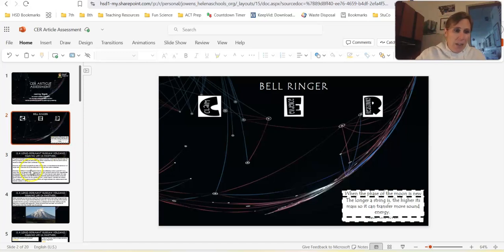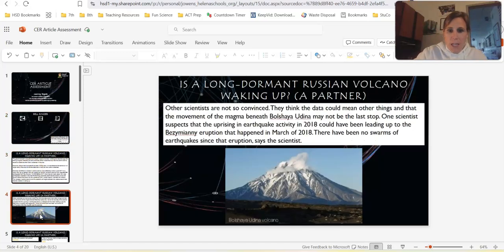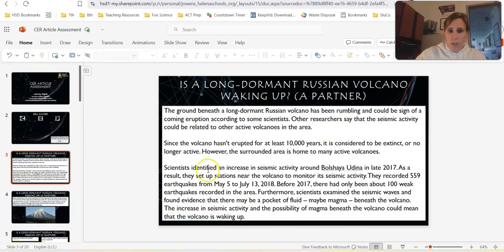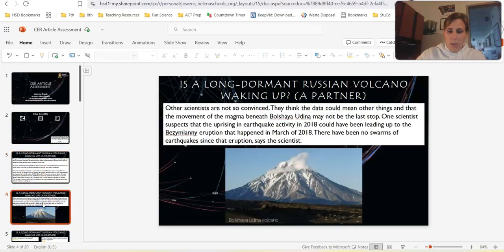Okay, on slides 3 and 4 for the A side, you have an article. So you are going to read through this article on slides 3 and 4. There's a little image to show you the volcano that we're looking at and considering. Okay, this article is called, "Is a Long Dormant Russian Volcano Waking Up?" So notice again that this is the A partner. Again, if you're not sure what partner you are, just do the A partner.